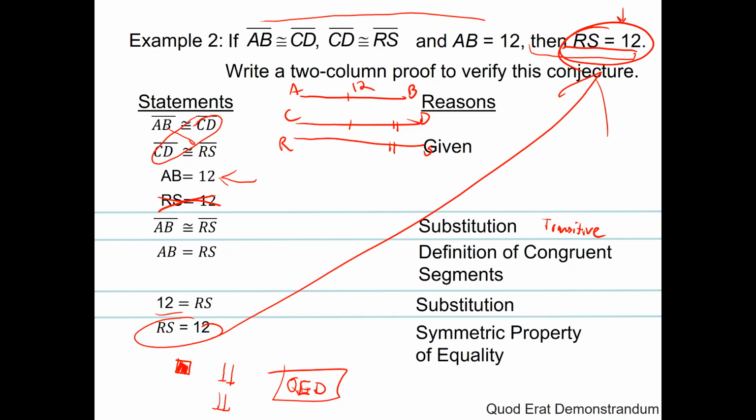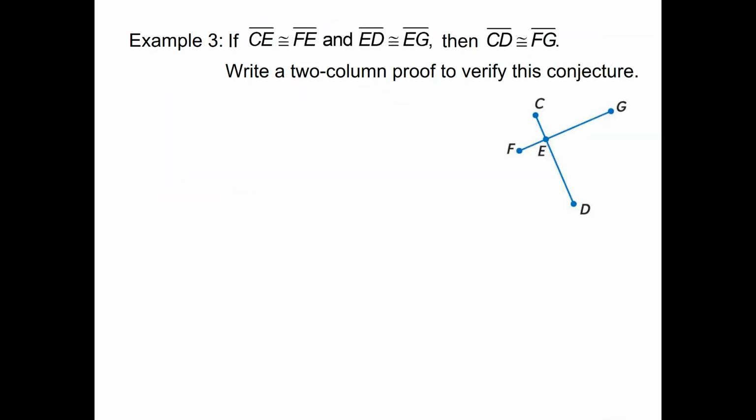Okay, moving on to example 3. If CE is congruent to FE, so I know that CE is congruent to FE. Also that ED is congruent to EG, ED and EG. Then show that CD is equal to FG. Now CD is this full length and FG is the full length. So we're trying to get to here.